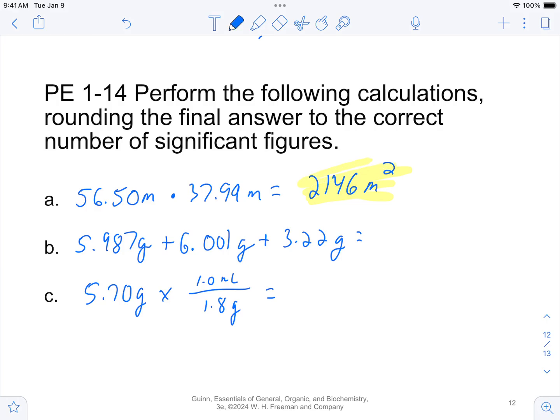For B, we are adding. So we're looking to the right of the decimal point. This guy has 3 to the right, 3 to the right, 2 to the right. So our answer can only have 2 to the right. So it should be 15.21 grams.